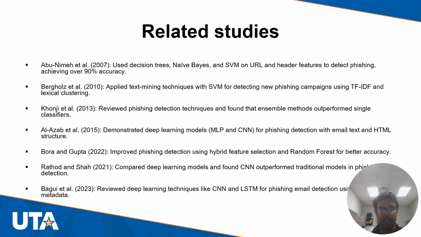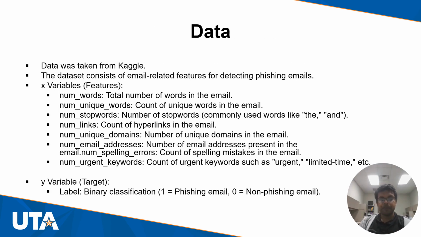And in 2015, Al-Ajib et al. demonstrated deep learning models such as NLP and CNN for text and HTML structure for detecting phishing emails. And in 2021, in a very recent study, Rathod and Shah compared deep learning models and found CNN outperformed traditional models in detection of phishing emails. So there are numerous studies that went on.